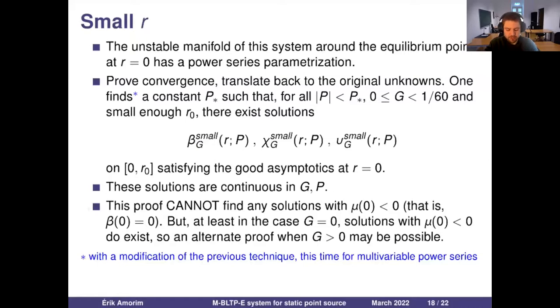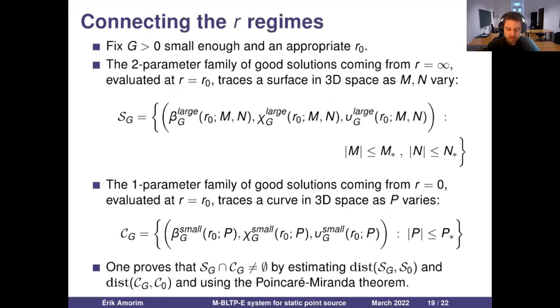So this proof actually cannot find any solutions with a negative bare mass, or in other words, a value of beta equals 0, as I pointed out before. But at least in the case g equals 0, there are actually solutions with a negative bare mass. So you expect them to also exist, maybe, for g positive. This is no proof, but it's a statement of hope, I'd say. So maybe there should be an alternate proof for positive g, but it turns out to be harder than expected. I don't think it's going to be any small modification of the idea here. A new idea is needed for this. So anyway, what do you have now?